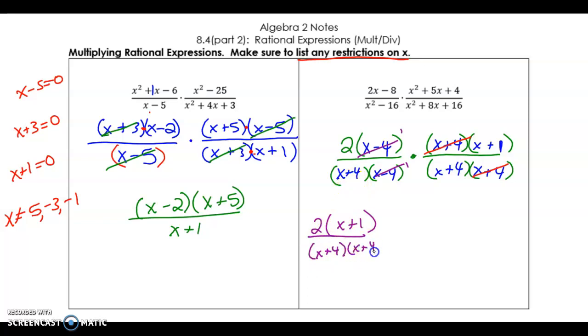And again, you don't need to FOIL these out. The only thing you might do on this one is rewrite that denominator as all squared. Okay, if you wanted to do the restrictions on x, x can't be 4 or negative 4, plus or minus 4.